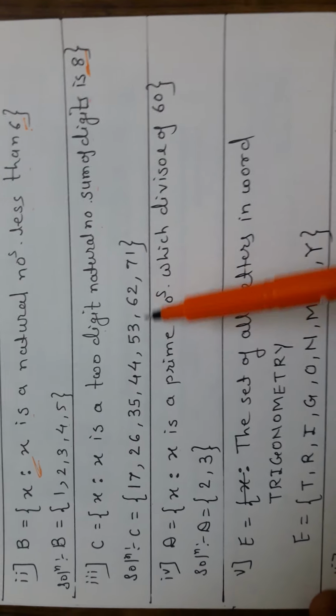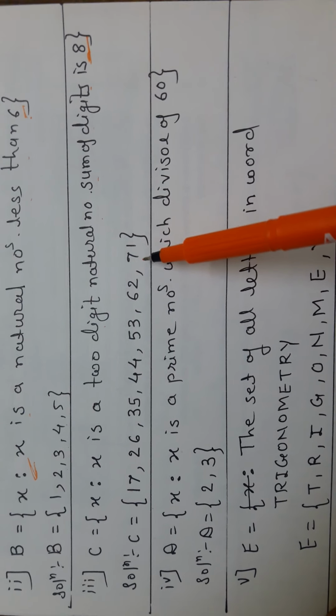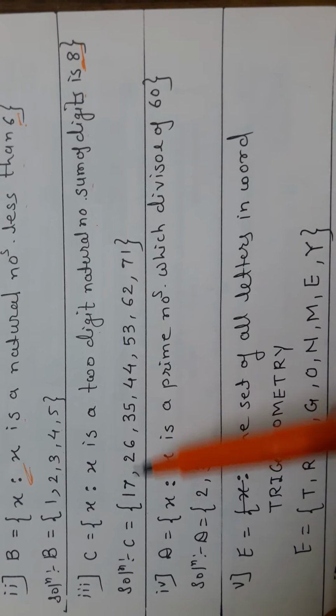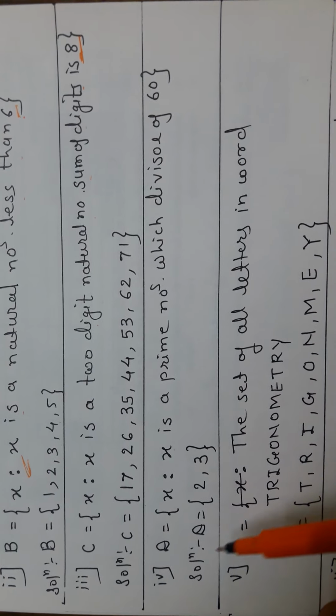53: 5 plus 3 is 8. 62: 6 plus 2 is 8. 71: 7 plus 1 is 8. Only these are the 2-digit numbers whose sum of digits is 8.